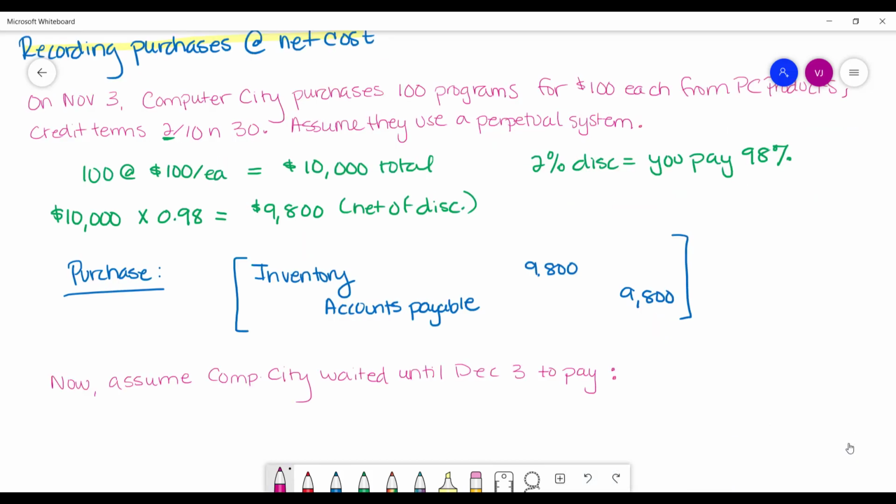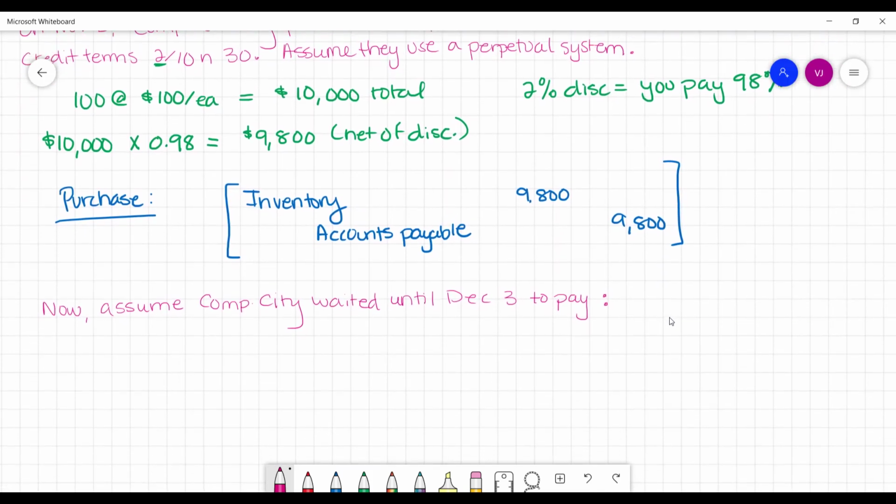Now let's take this a step further. So now we've recorded the purchase of the inventory, but now let's assume it's a month later and Computer City waited until December 3rd to actually pay. They took the full 30 days. Since they waited longer than the 10 days to actually pay the $9,800, or really the $10,000, they're going to lose the discount. So they're not going to get the special price of $9,800. They're actually going to have to pay the full $10,000 since they waited longer than 10 days to pay.